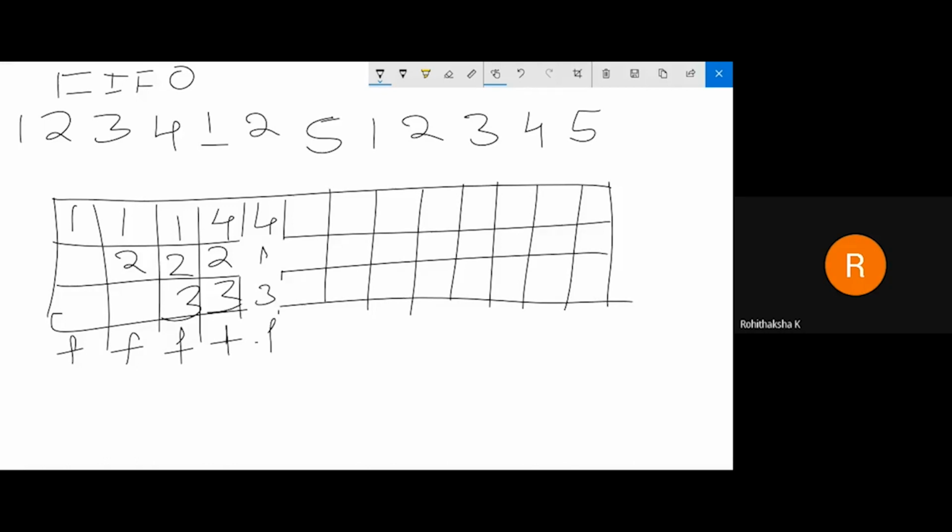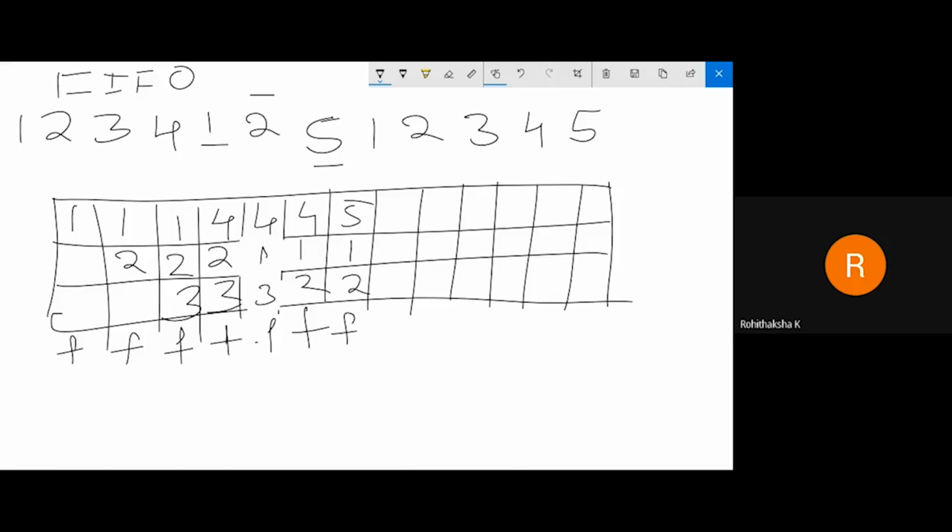Again, it is a page fault. Now what is the next thing? That is 2. So whether 2 is there? No. So 4, 1, 2. So it is also a page fault. Next one is 5. So 5 has to replace which one? The first one, that is 4. So it is 5, 1, 2. So again, it is a page fault.